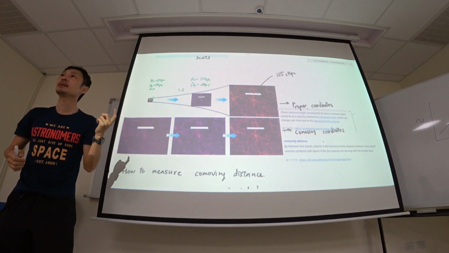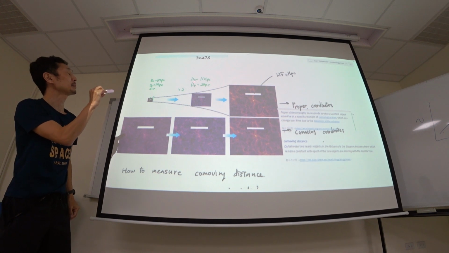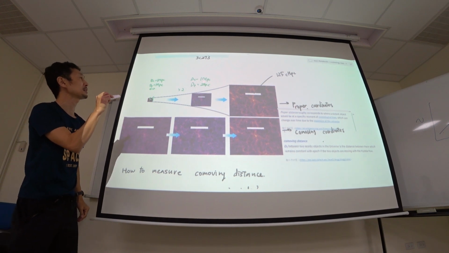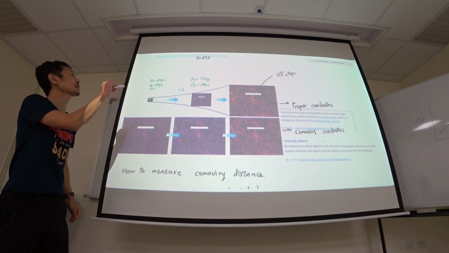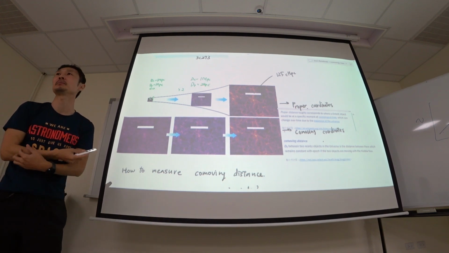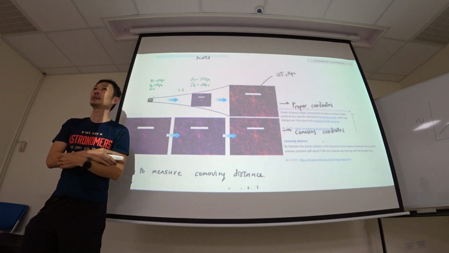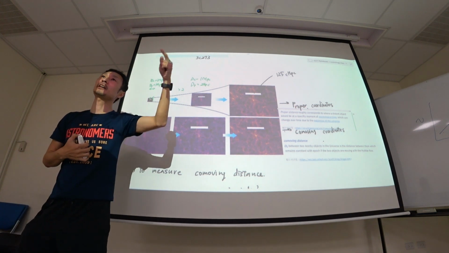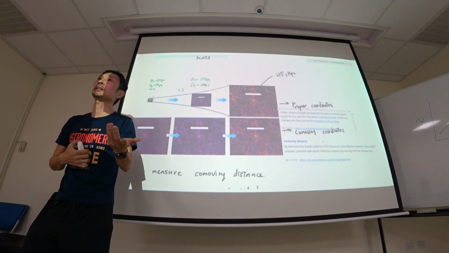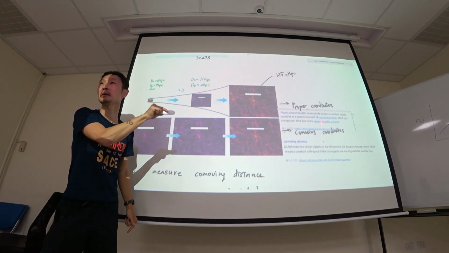Please make note that these two distances are not the same. This is 1 megaparsec in co-moving, but 2 megaparsec in proper distance. So you have to be careful when someone says, oh, this galaxy is 1 megaparsec away. You need to be careful which distance they are talking about.